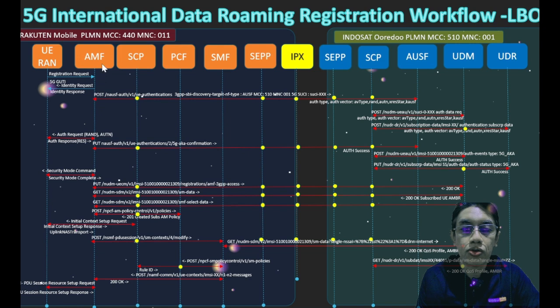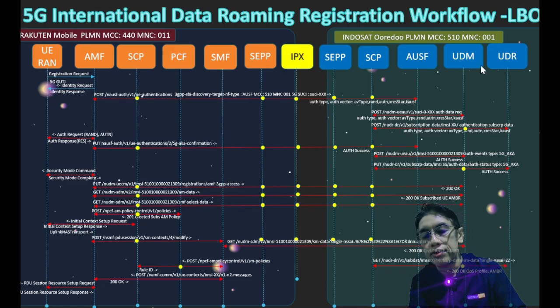So it will go through from AMF to SCP and the SEPP in the visited PLMN, and then go across to the home PLMN via SEPP, SCP, and then to the authentication server function. And then the authentication server function will make a query to the home PLMN UDM, and the UDM will make a query to the UDR.